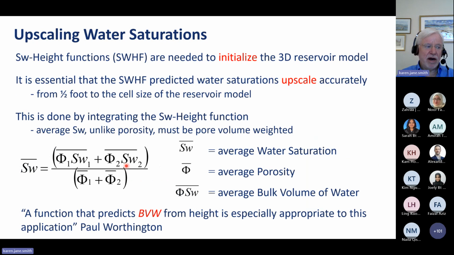In the model, we want to calculate the hydrocarbon in place. We do this by averaging the water saturation in each of the cells and then adding them together to give us the hydrocarbon in place. Now, it's essential when you're doing averages in the reservoir model that you pore volume weight the water saturations. And there's more information about this in the paper.